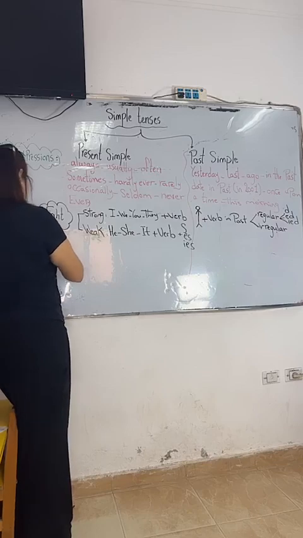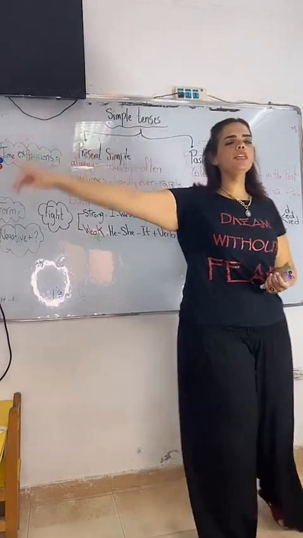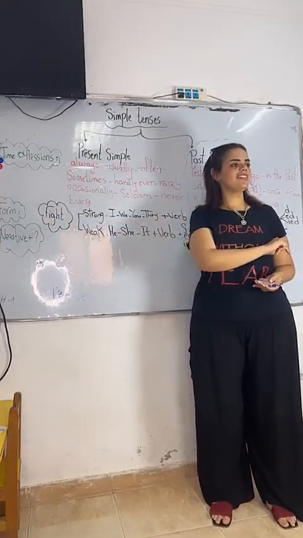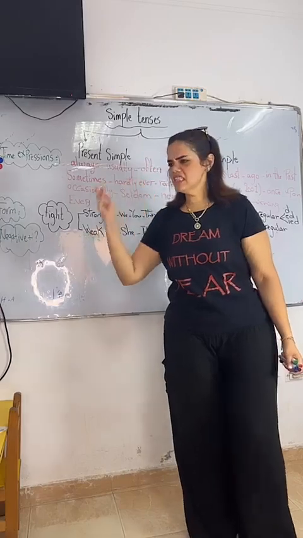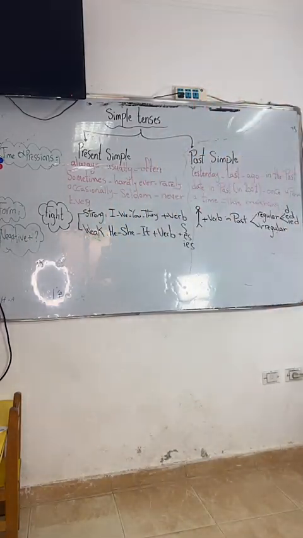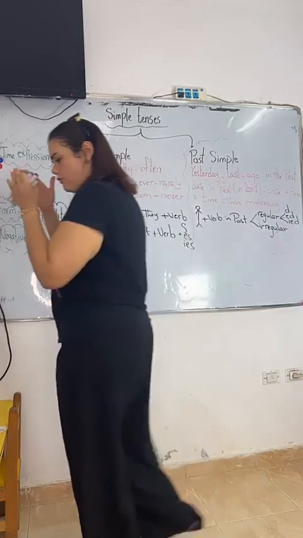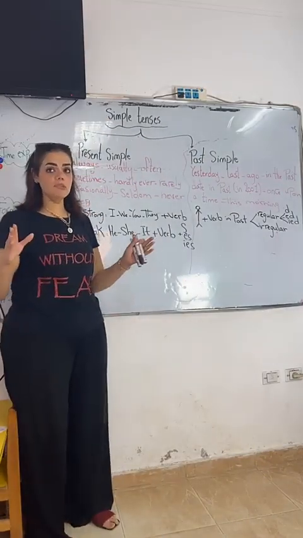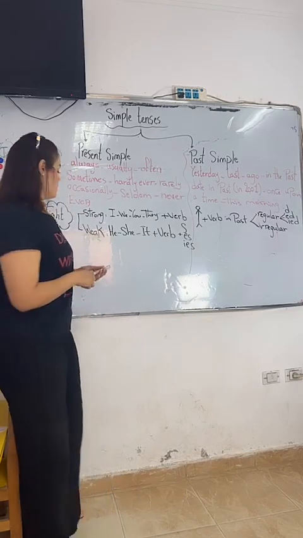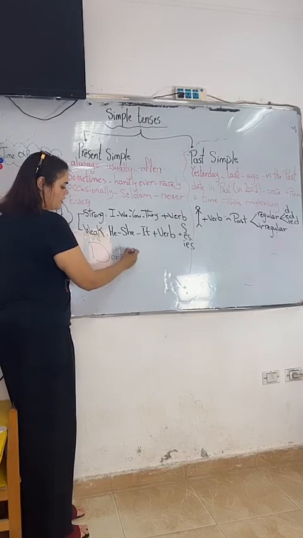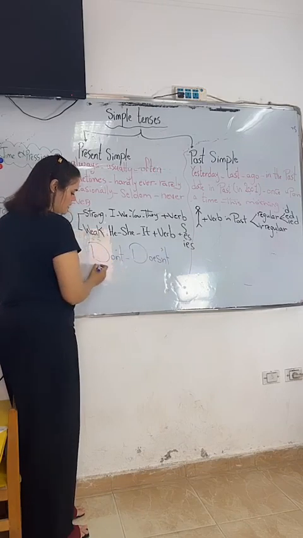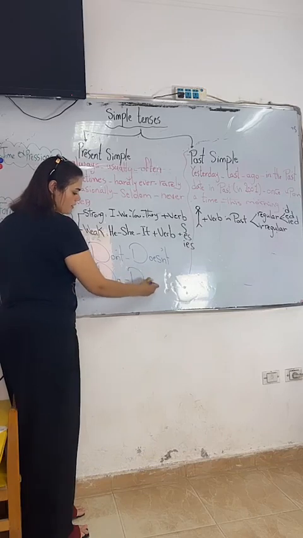For the negative and the question, we are going to call the police. What is the police for the present simple? Do or does. But when we use do, does, or did, the bodyguard runs away. So we cancel S, ES, IES, D, ED. When I am using do, does, or did, the verb after them should be in the infinitive form, the base form, without any ending. So in the negative I'm going to use don't or doesn't, and in the question I'm going to use do or does.